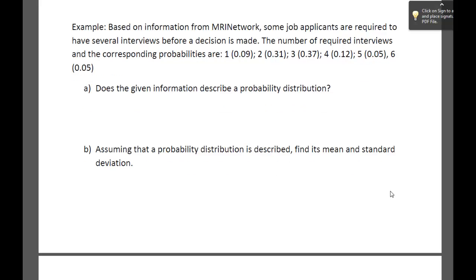Okay, based on information from the MRI network, some job applicants are required to have several interviews before a decision is made. The number of required interviews and the corresponding probabilities are 1 with probability 0.09, 2 probability 0.31, 3 0.37, 4, you see all the numbers there. Does the given information describe a probability distribution? What do we need to look at in order to answer that question?